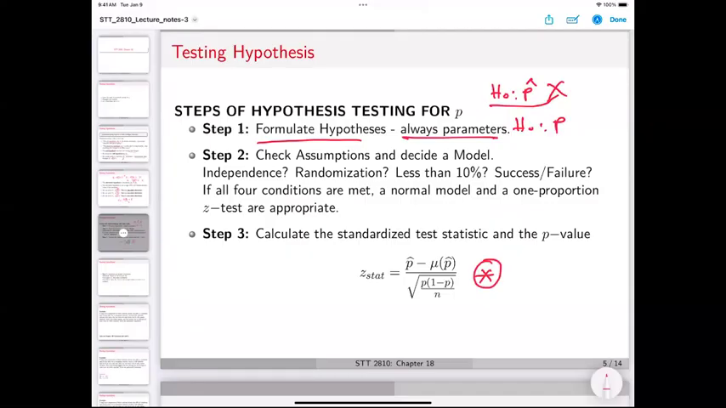StatCrunch also computes that for you, but I don't know the problems you are going to get, so you might also need to compute it manually. So it's very important that you have this written down. After we compute the test statistic, the next thing we want to compute is the p-value. For the p-value, we are going to use StatCrunch to compute that.